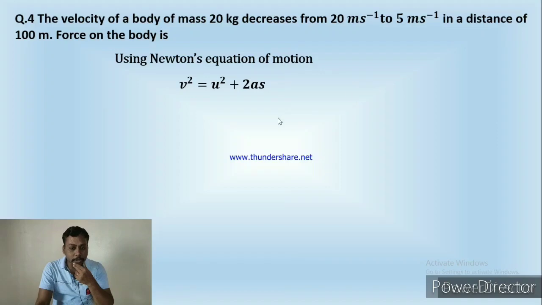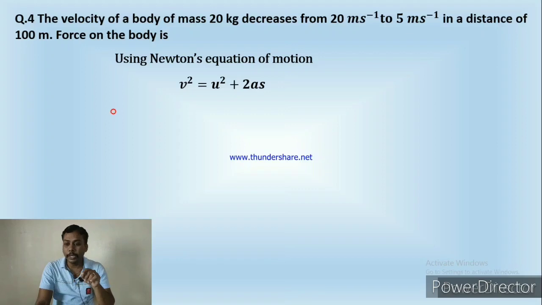Why is this equation used here? Because from this equation, v means final velocity which is 5, u initial velocity which is 20, s 100 meter displacement, and a is calculated from this formula. So a means what? Acceleration. And if acceleration is multiplied by mass, we can calculate the force, so we use this equation here.